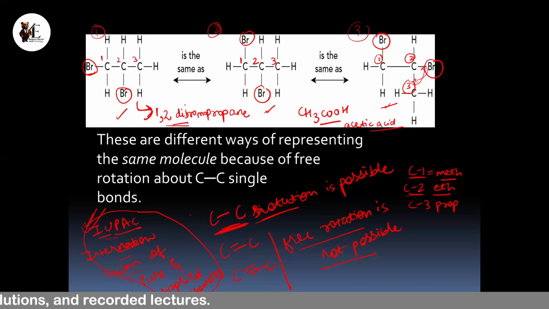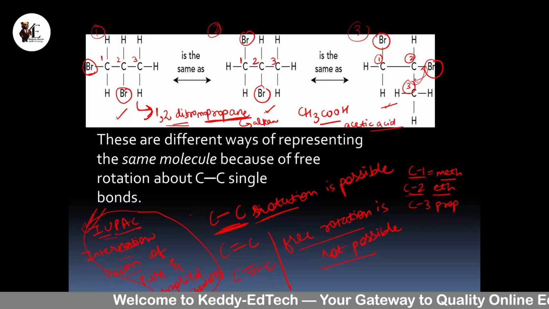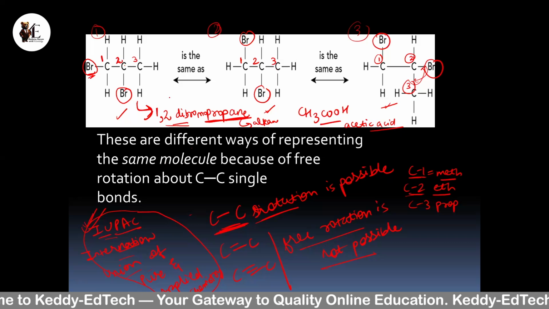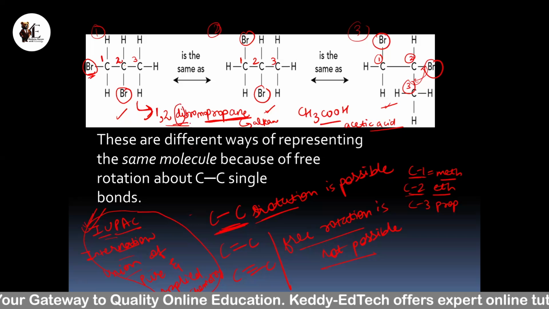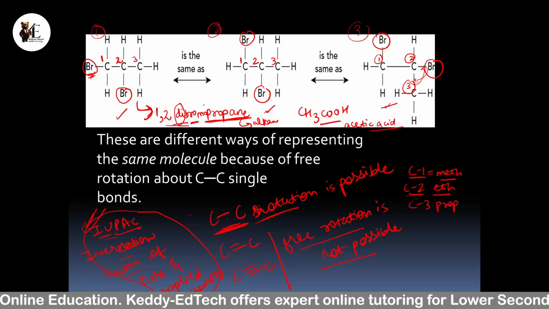So what is the name of this compound? You have to first count the number of carbon atoms. There are 3 carbon atoms, so it should be prop. Then you have to see whether it is a double bond, triple bond, or a single bond. It is a single bond, so it is ane, propane. It is an alkane, right? Ane means it is an alkane. Then you have to see the functional groups. So at the first position and second position, your bromine is attached. So you will write 1, 2. Since there are 2 bromines, you have to write di also. 1, 2, dibromopropane. So it is the name of this compound. Is it clear?